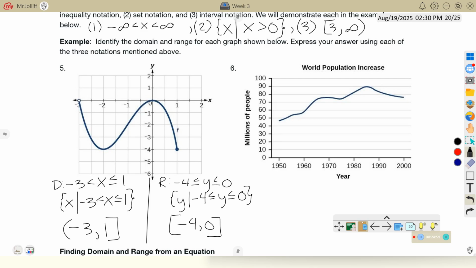Very good. I'm going to put about 2 minutes on the clock. I want you to work with your table mates to do the same thing for number 6. You will have to estimate some of those x or y values, and that's okay. Just dotted line, estimate what those numbers are. Give you about 2 minutes, and then we will come together as a class.